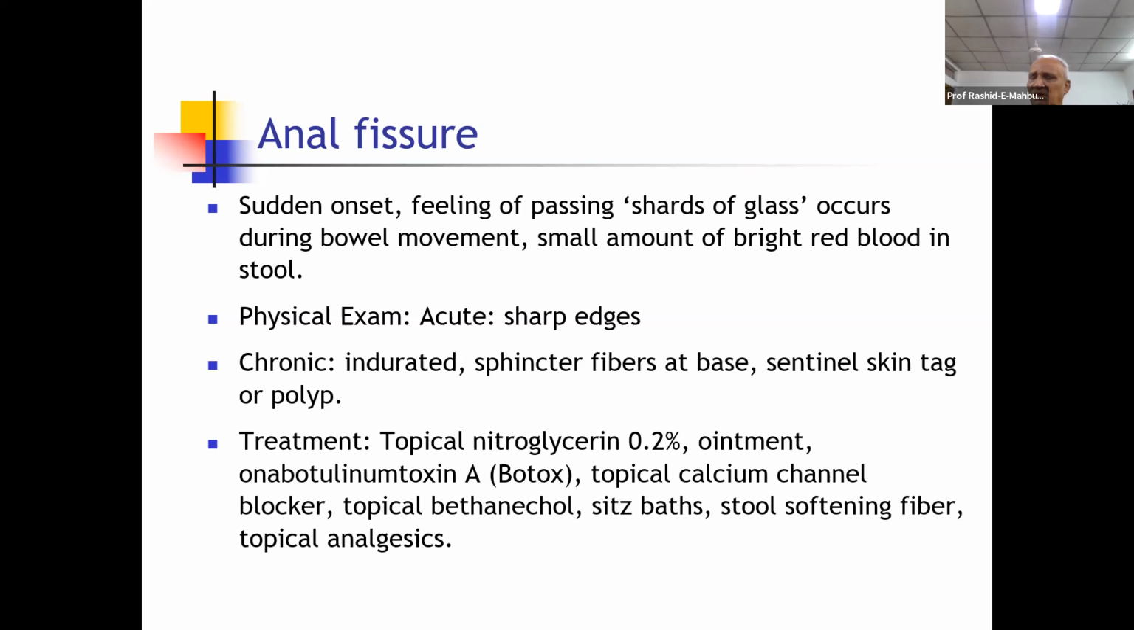This fissure is not in a position to heal. There is an unhealthy tissue within the fissure line. So every time anyone is going to pass the stool, he is facing a problem. The problem is that it ruptures all the time. So it is very difficult to make it heal, because you cannot avoid the defecation.